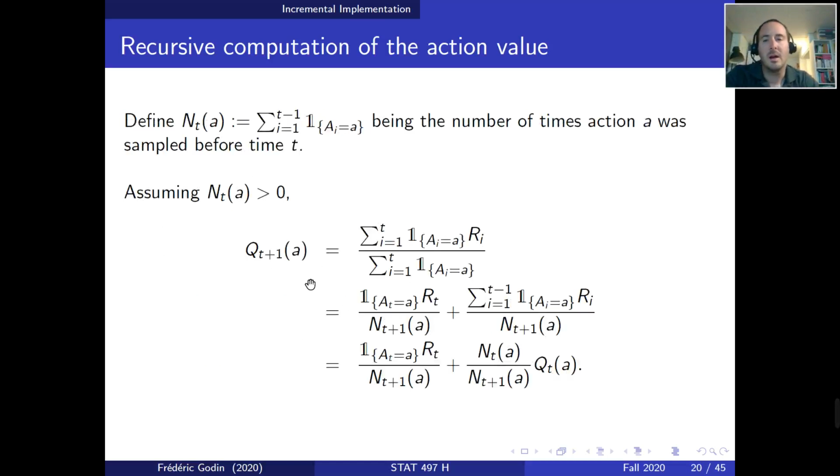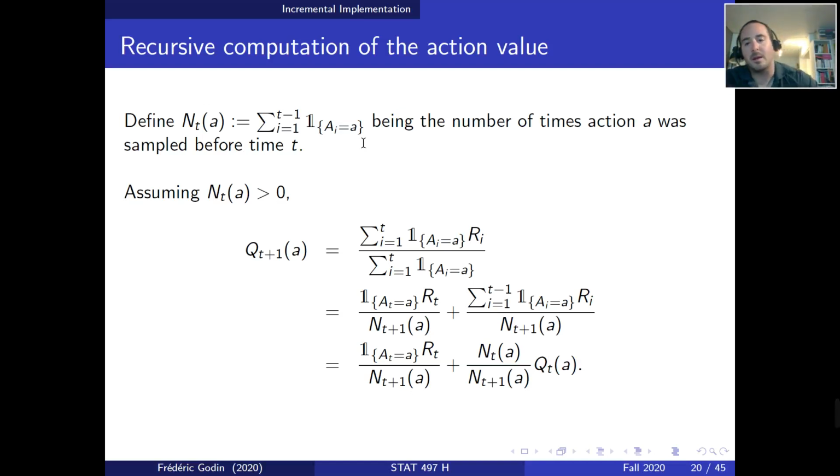Okay, so here a bit of definition. N_t(a) is defined as the sum across all first t minus 1 plays of an indicator variable, which is 1 if the action for the i-th play was a, so the a-th lever was pulled on play i. So N_t(a) is simply the number of times action a was taken up until time t minus 1.